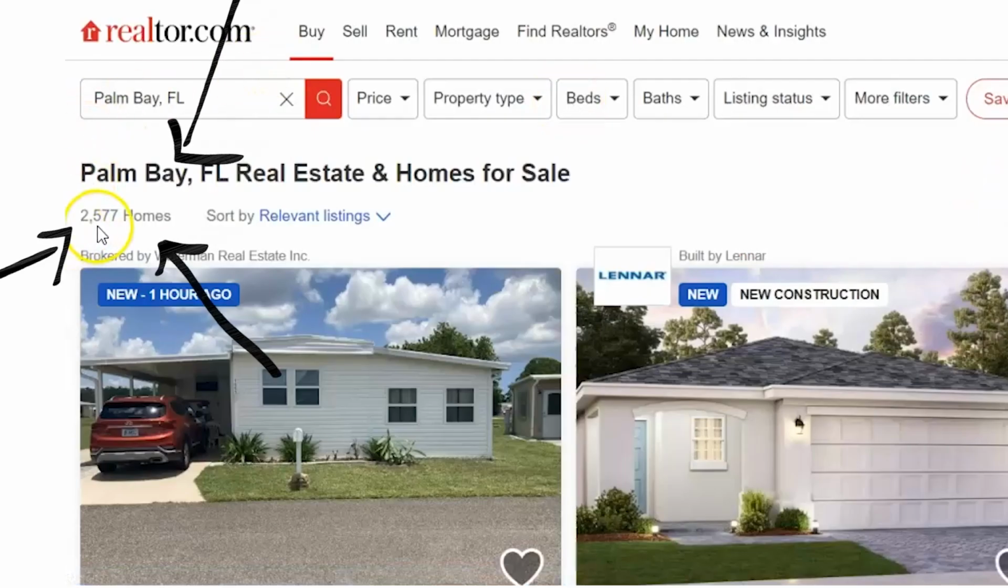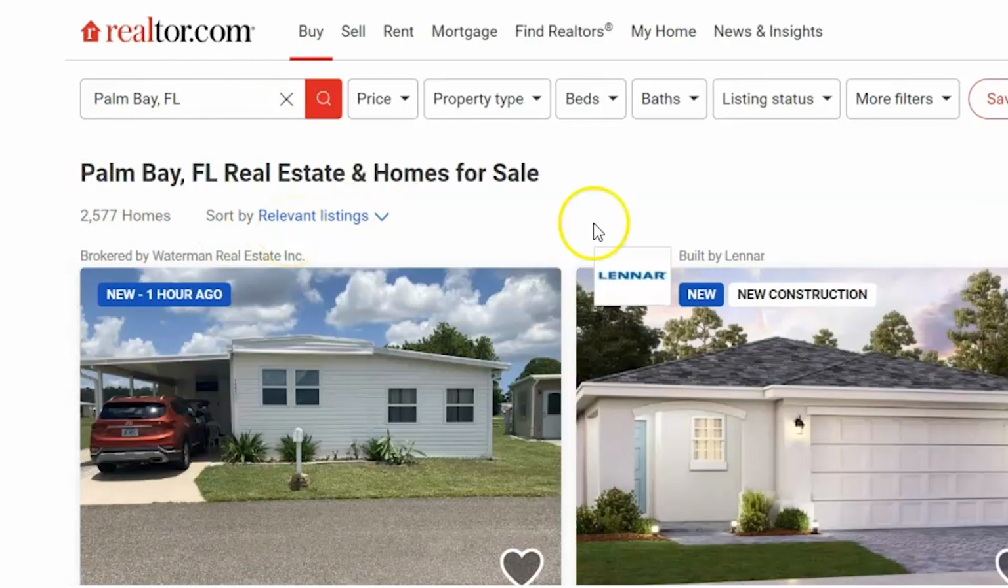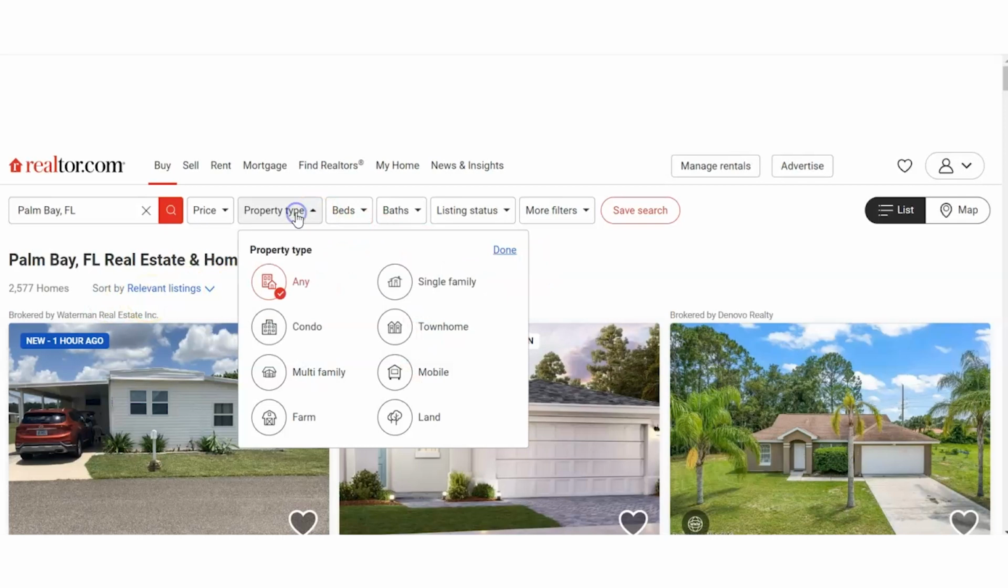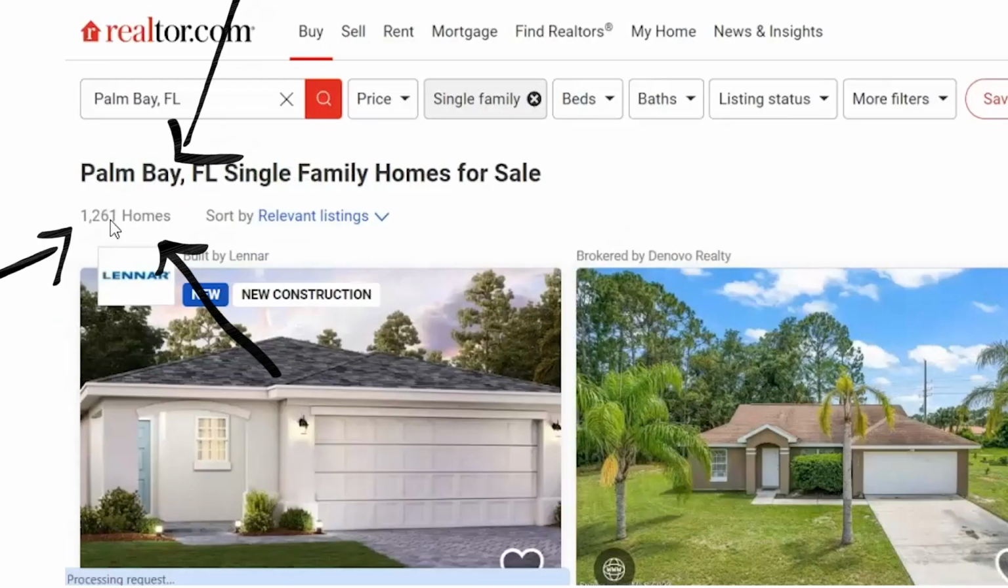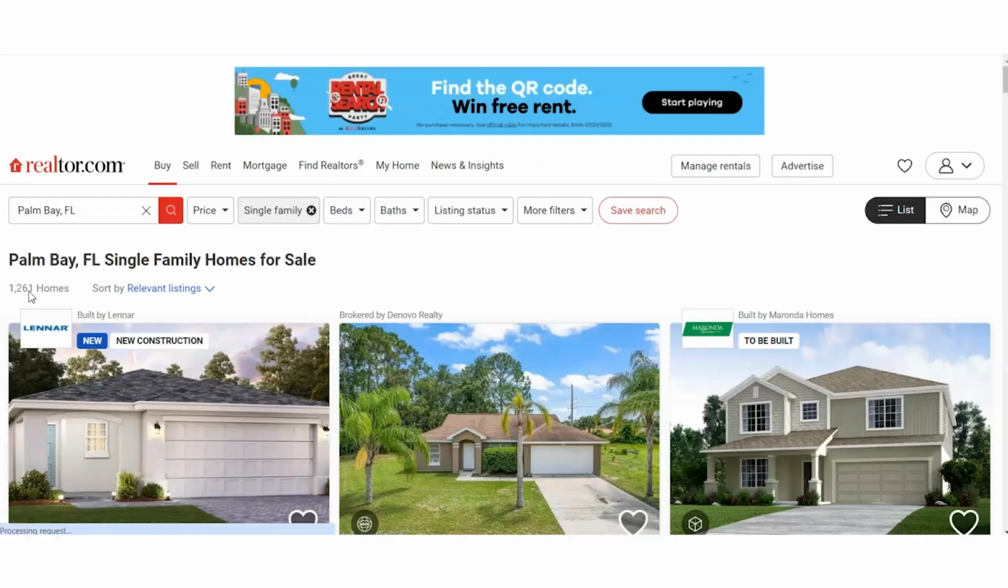Okay, so this is 2,577 properties, but that's including townhouses, condos, and everything. Now I'm going to go to property type and change it to single family. 2,500 is going to go down to this number coming up on the screen any second, and that is 1,200. All right, so it tells you this: out of 2,500 properties, 1,300 are not single families.